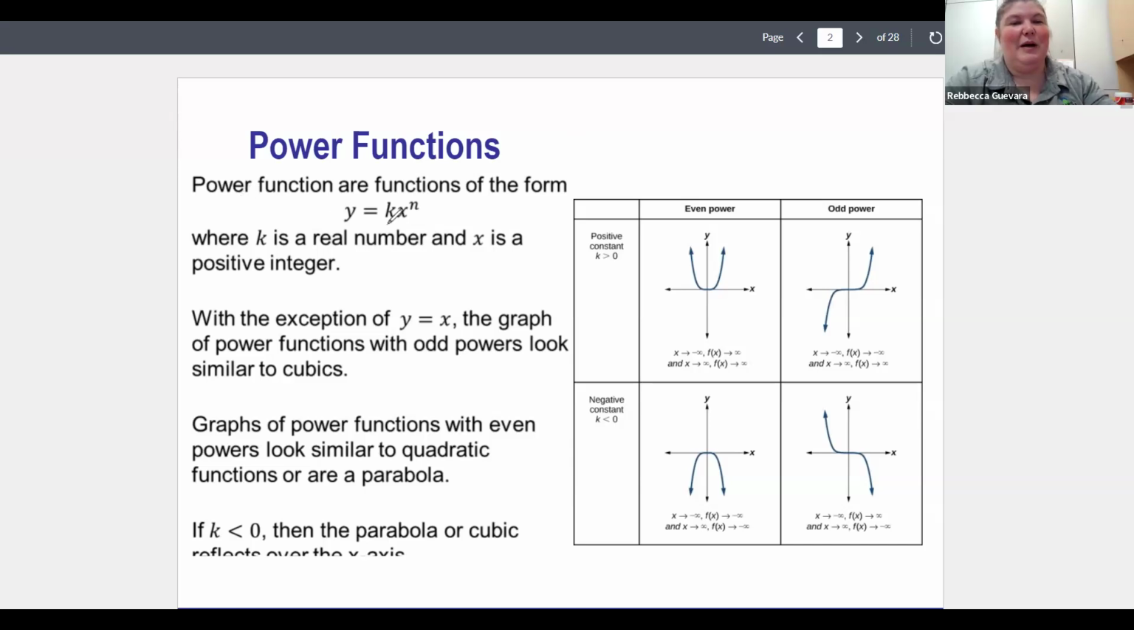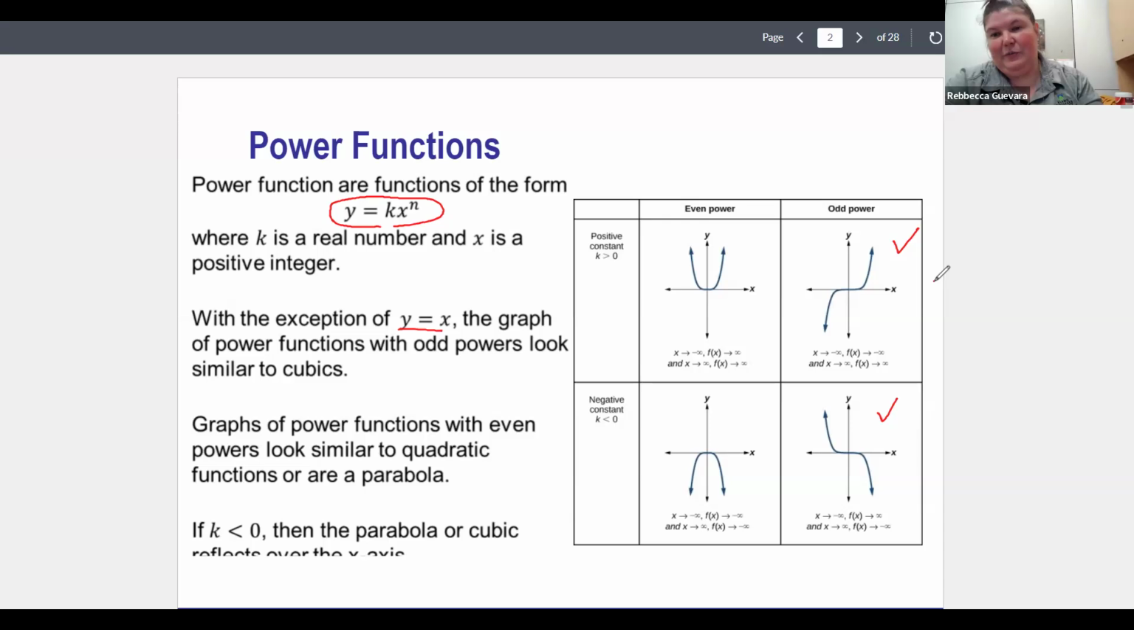But here we go. A power function, which is one of your polynomials, is where we're going to start. Your power functions are of the form kx to the power of n. K is going to be any real number, and n is going to be a positive integer. With the exception of y equals x, the graph of a power function with an odd power is going to look like cubics. It'll look like one of these.